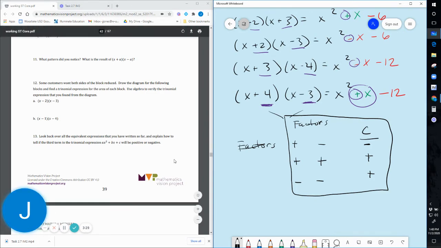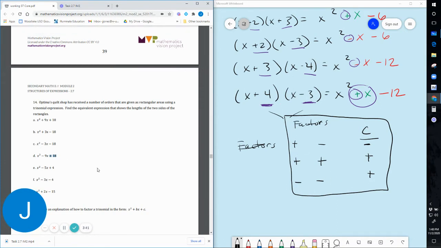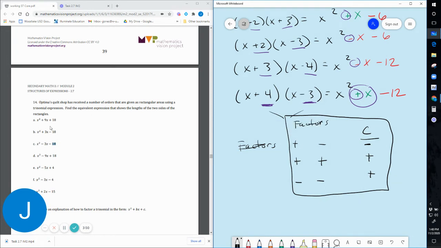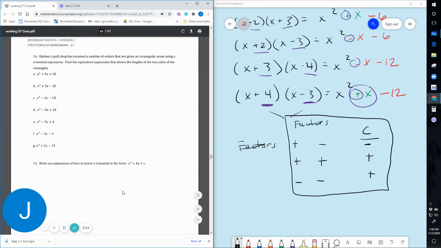All right, so now that we got all those squared away, hopefully if you had trouble with number 14, you can go back and say, okay, my c value here is positive, so I know I'm going to have two of the same sign, for example. Or my c value is negative, so I know that I'm going to have one positive and one negative factor. Okay, so you can use this little chart to your advantage whenever you factor.